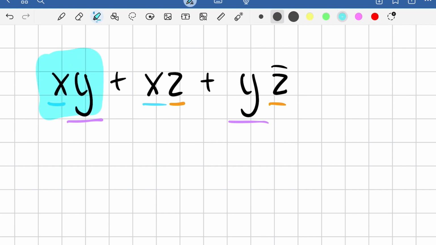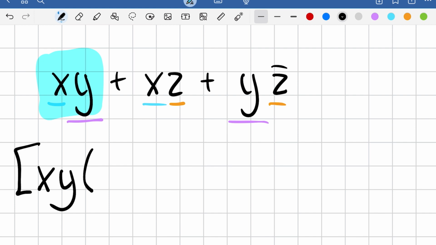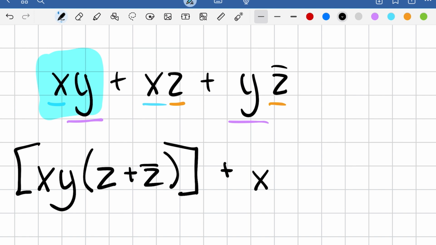So I'm going to multiply in a 1, which is my z or z prime. So to do that, I'm going to make this black. I get x and y. I'm going to bracket this off. And z or z prime. I'll bracket this off because I want to express these first. Then or x and z, or y and z prime.